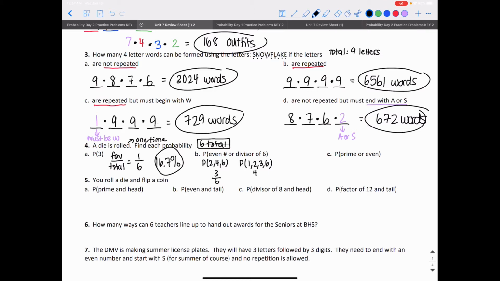Oh, 4 out of 6. I'm going to add these together, and then I'm going to subtract what they have in common, if they have anything in common. They have the probability of the outcomes they have in common. So they have 2 in common, and they have 6 in common, which means I'm going to subtract 2 out of 6, 2 options out of 6. And then that's going to give me 5 out of 6. Sorry. Yes. And that's 83.3%.